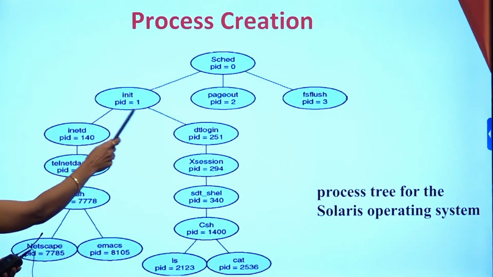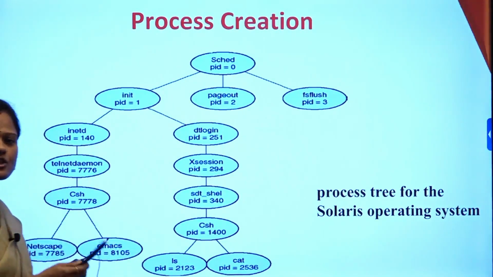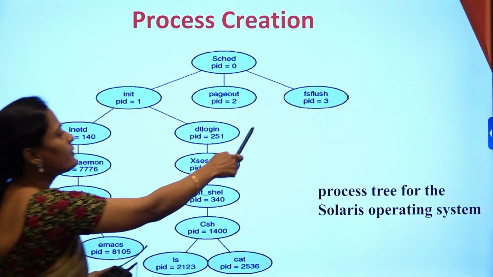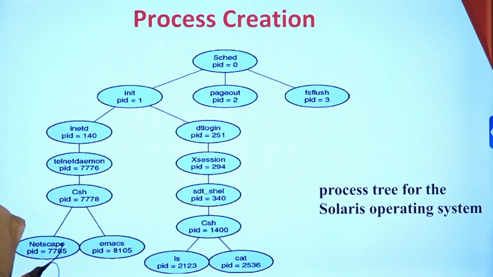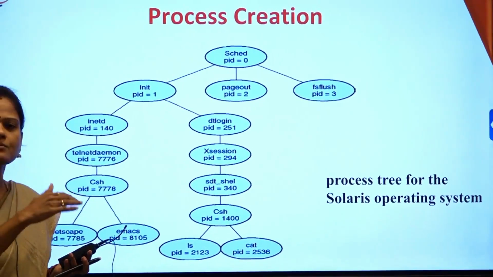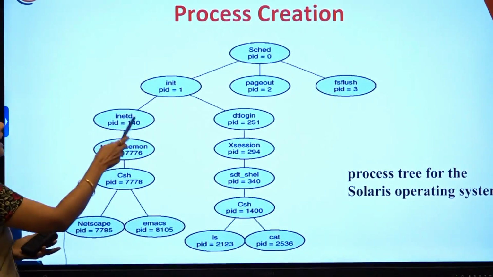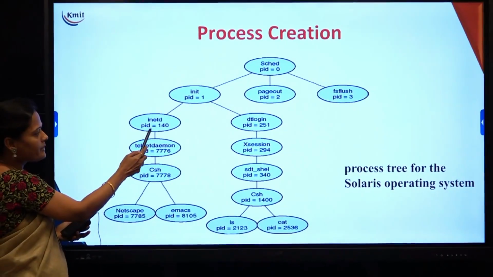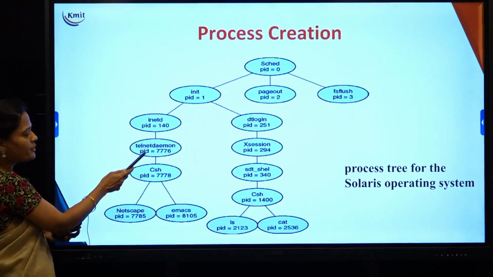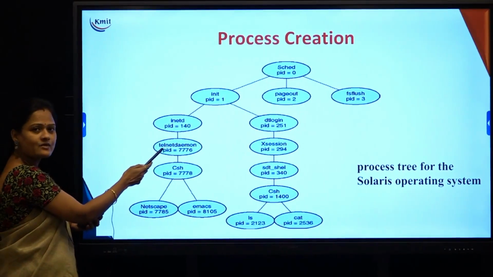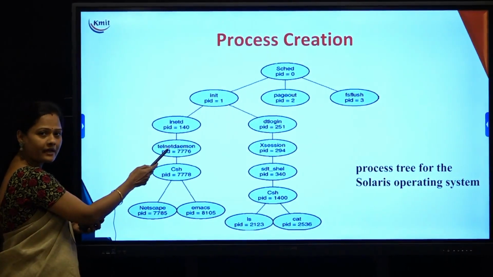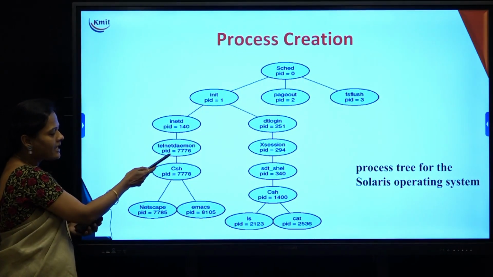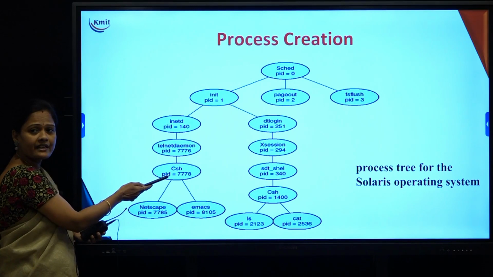One is the init process. Another is pageout, which is used by virtual memory for swapping in and swapping out. The other is fsflush, which is used for moving data from the cache memory to the disk. And you also have inetd, which is used for networking operations. So this is your parent process, and you can see telnet here. This is one of the networking background processes being executed, along with its ID, and this in turn creates a child process.